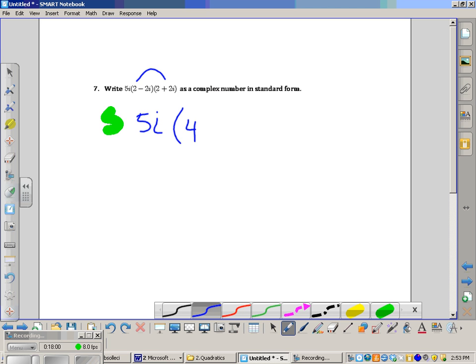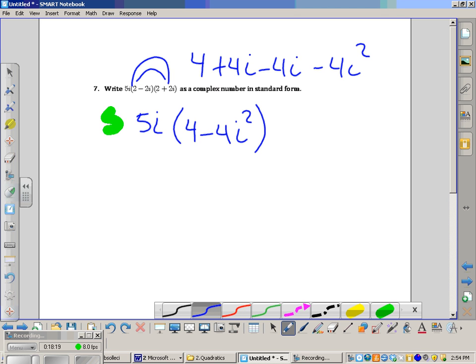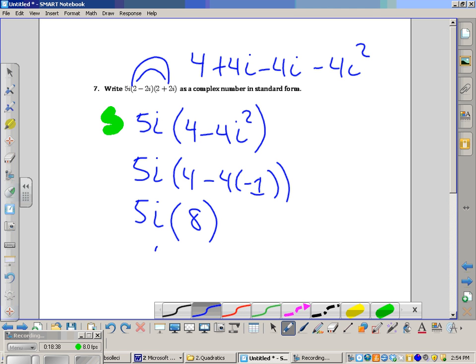So this is going to be 4 minus 4i squared, right? Because 2 times 2 is 4. 2 times 2i is plus 4i. Negative 2 times 2 is minus 4i. And then minus 4i squared. The middle terms cancel, and i squared is negative 1. If that's one of the takeaways we get from this lesson, that's going to be enough. 5i, 4 plus 4 is 8, 40i.